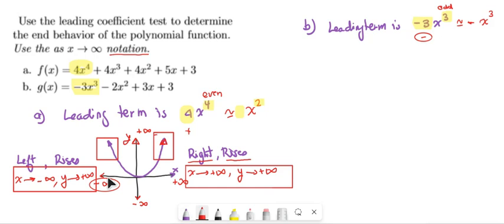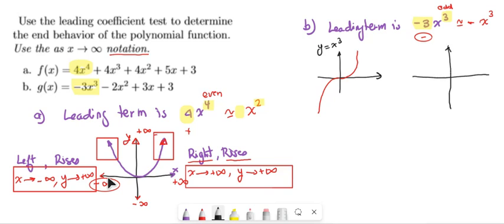Now probably you're not familiar with minus x cubed, however you should be familiar with x cubed, and x cubed is going to look like this. So this is y equals x cubed. We are not interested in y equals x cubed, we want y equals minus x cubed. What we do here is take y equals x cubed and reflect it on the x-axis. So therefore the graph is going to look like this.